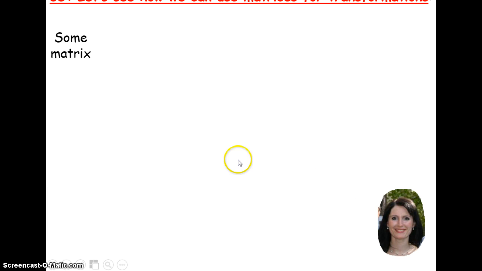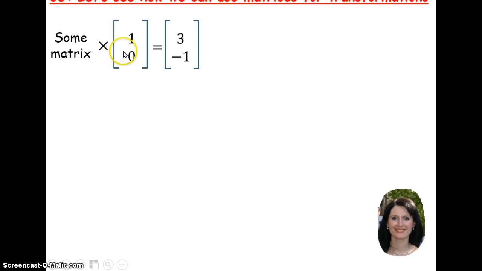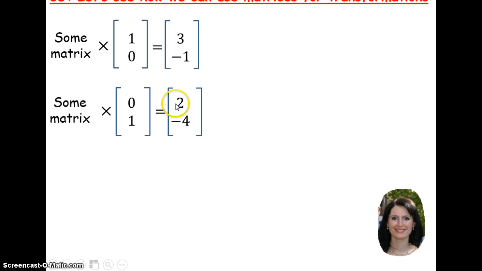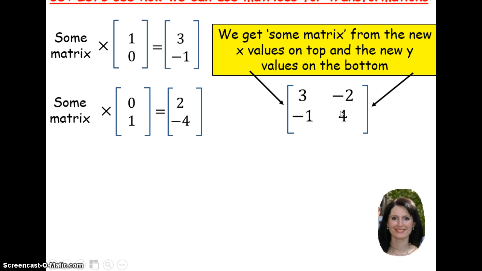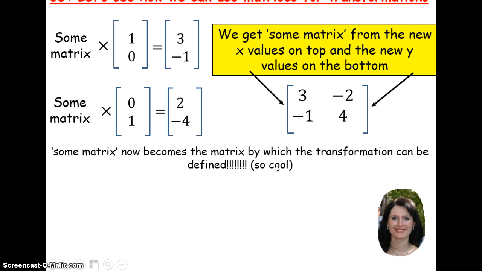So just to recap that, with some matrix, we multiply it by the first point, we get what that first point moves to. That some matrix we multiply by the second point, and that gives rise to the new point for that one. Some matrix holds the x values and y values of the new points. So now, this matrix becomes the matrix by which the transformation can be defined.